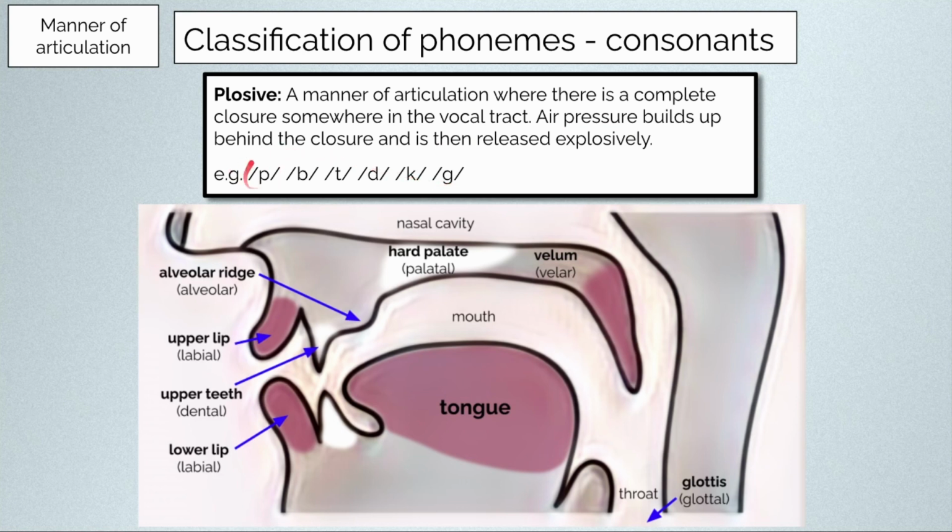P. And this is a bilabial plosive. Bilabial, bi meaning two, so it means it uses both the upper and the lower lip, which come into contact. They make a closure. Air pressure builds inside the oral cavity here, and then you release it explosively. Air rushes out and you get a plosive p sound.